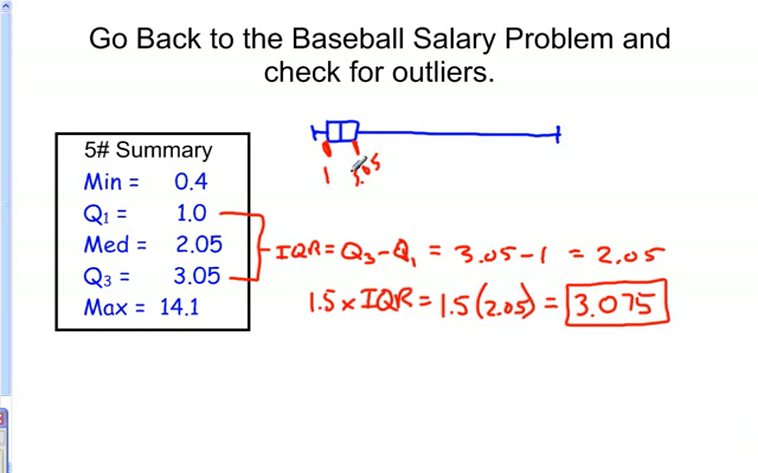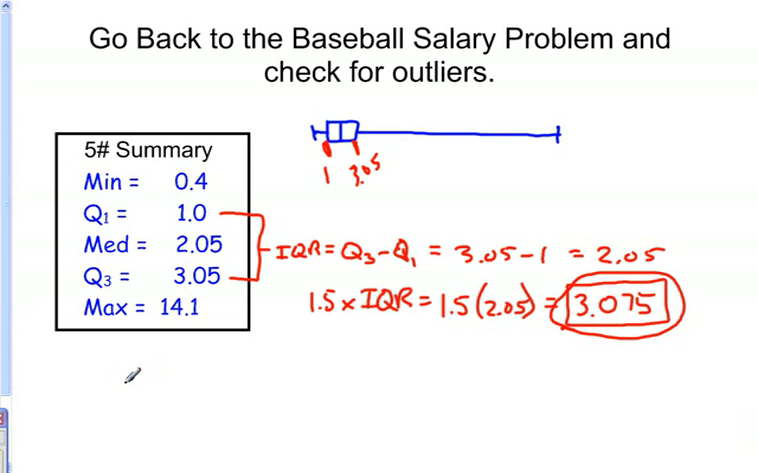Okay, so what we need to do is pretend like we're standing here on these lines, and we need to look off into the distance. If we're at 3.05, we're going to look off to the right. If we're at 1, we're going to look off to the left. And the question is, is there anything further than 3.075? Because anything further than that is statistically called an outlier. So what I do here is I do this.